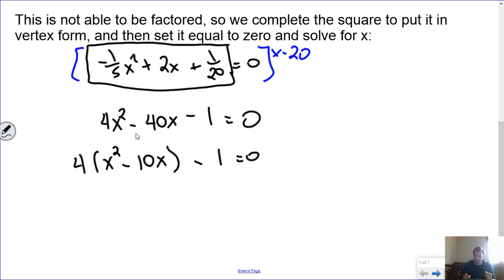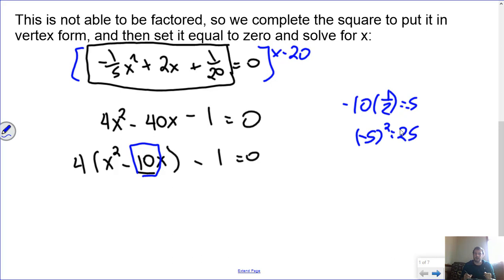And then we look at the b, that number that's left over inside my bracket here, right? This negative 10, and we're going to half it and square it, right? So if we half negative 10, we get negative 5. And then if we take negative 5 and we square it, we get 25, right?